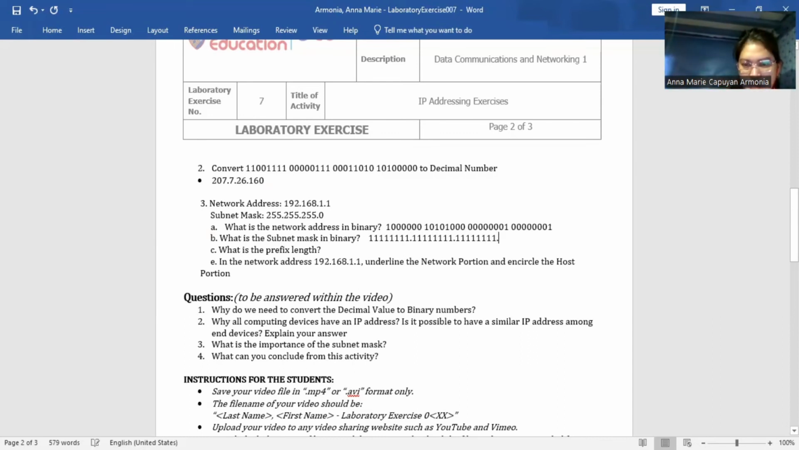Okay, then 255, 255, 255, then 0, and eight binary digits. Okay, this is the binary. And this is 24. How do I write 24 again? Like this. Yeah, the prefix length is 24.